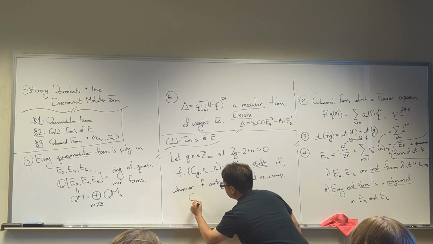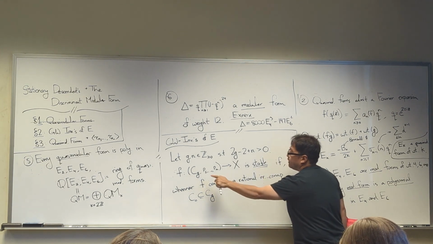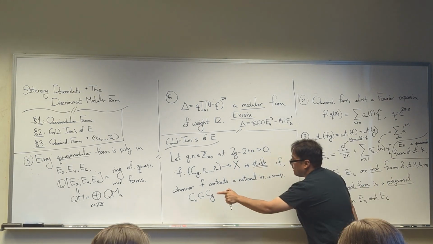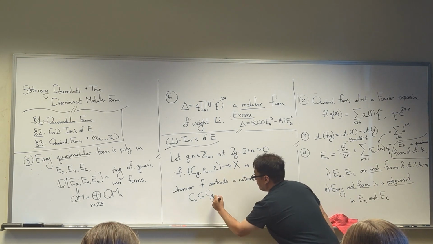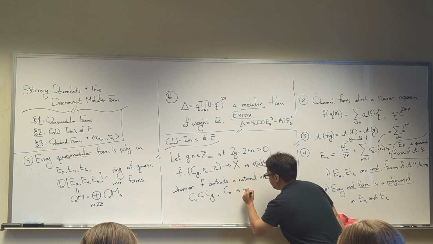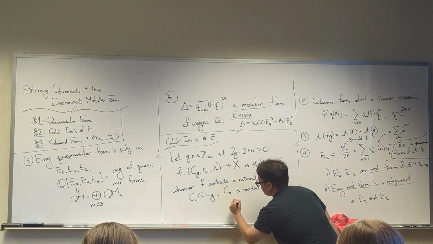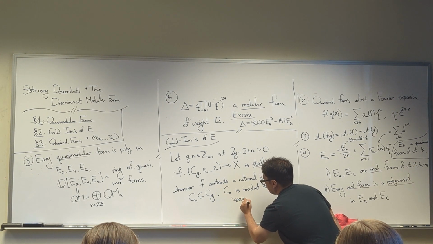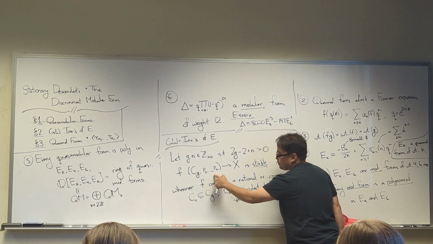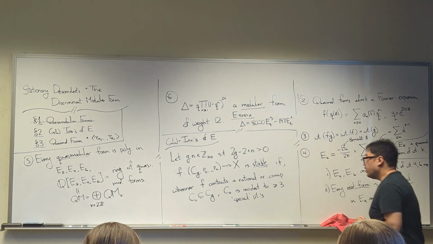say C naught, containing C sub G. When I say contract, I mean the map f just sends that whole component to some single point in the target. Then whenever this happens, C naught, this irreducible component, is incident to at least 3 special points. When I say special points, I mean either some of the smooth marked points or a node, because we said at the beginning that this curve is at worst nodal.